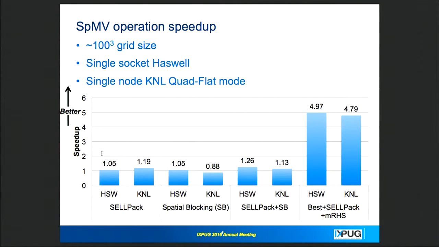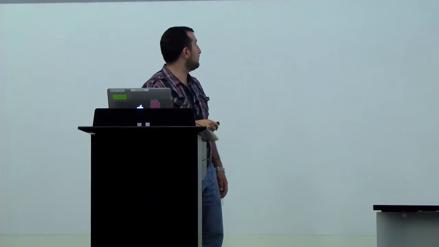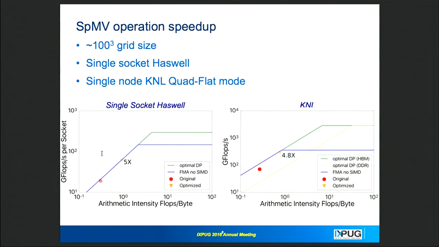I will be describing this work in more detail, as a case study, in the roofline tutorial in the afternoon if you are interested. In general, we have this speedup on Haswell and KNL, and the same results I've shown. We can see that although we did improve the arithmetic intensity quite well here, the code is still memory bound.